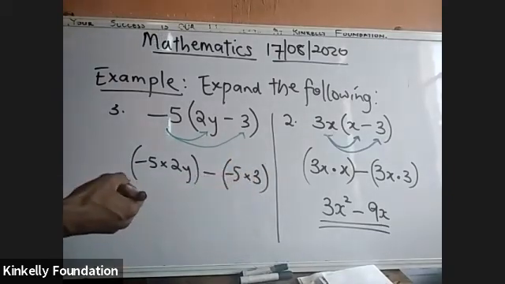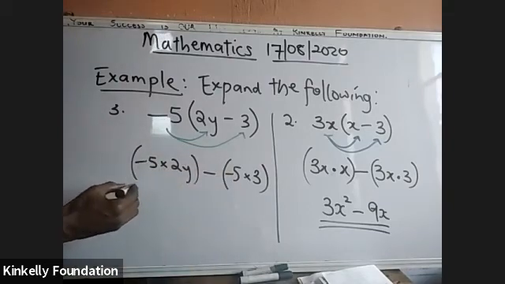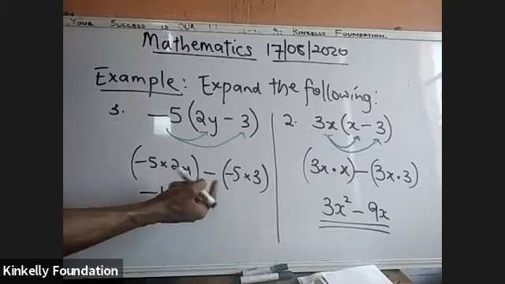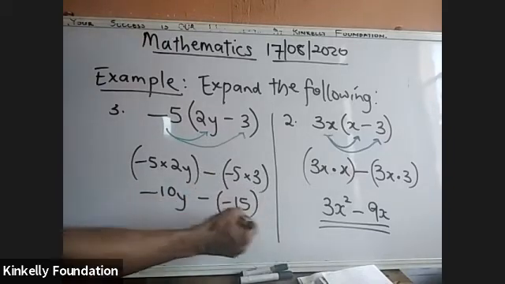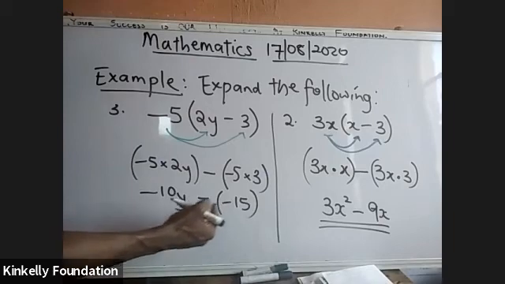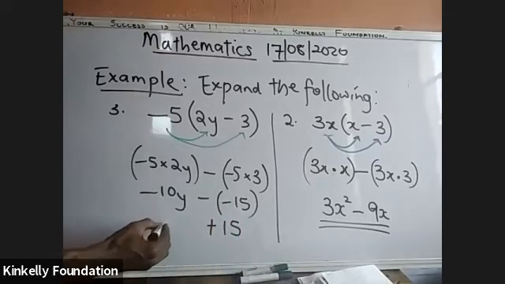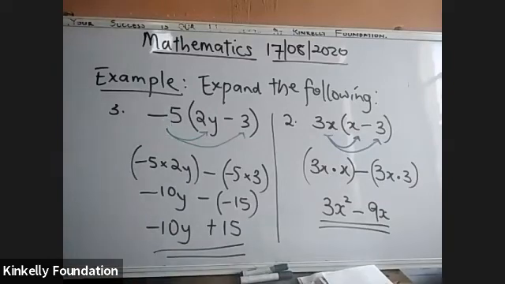Now, there are two ways you can do this. We have this as minus 10y. This is minus bracket minus 15. These two signs change. Minus times minus gives us plus. We have minus 10y plus 15 as your answer. You can also redo this in another form. Let us go to the other side of the board and redo it.